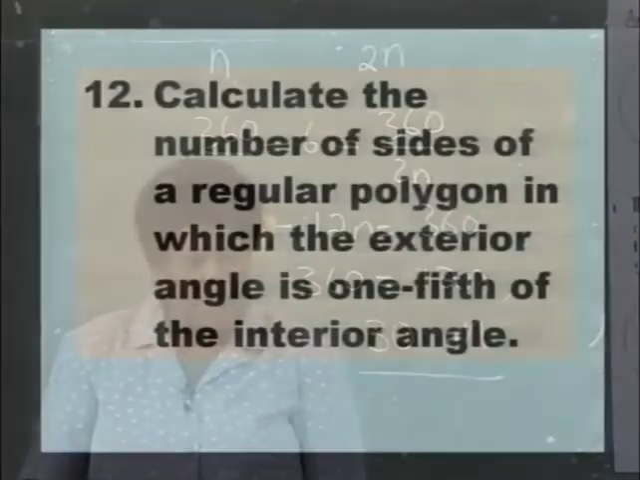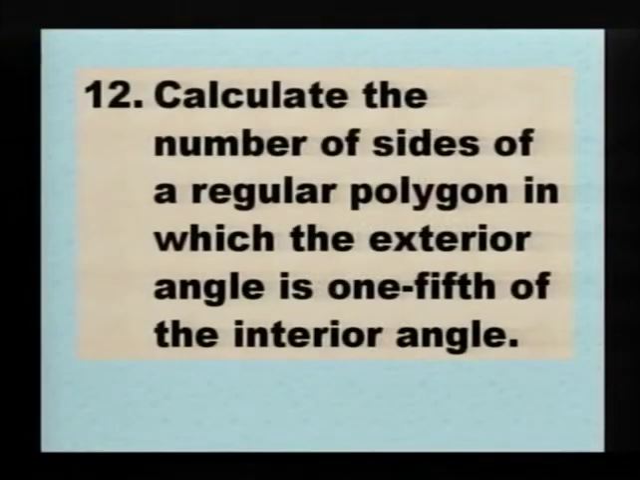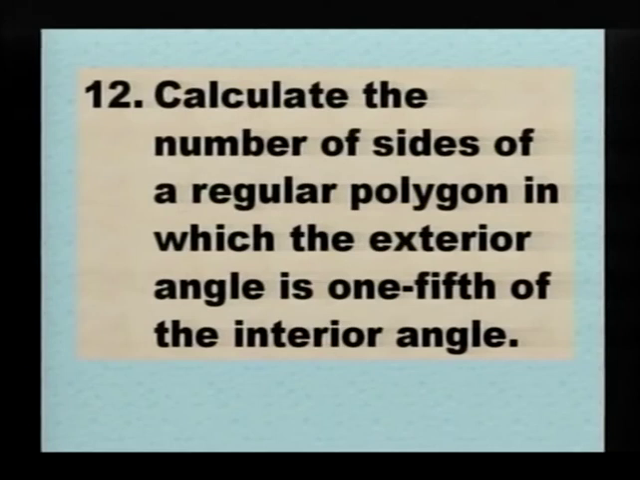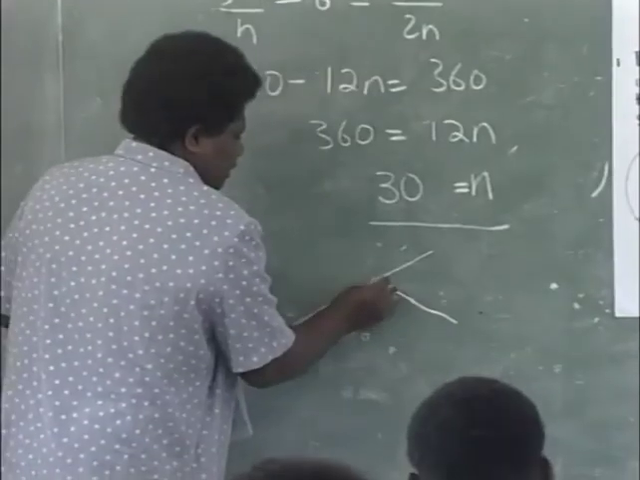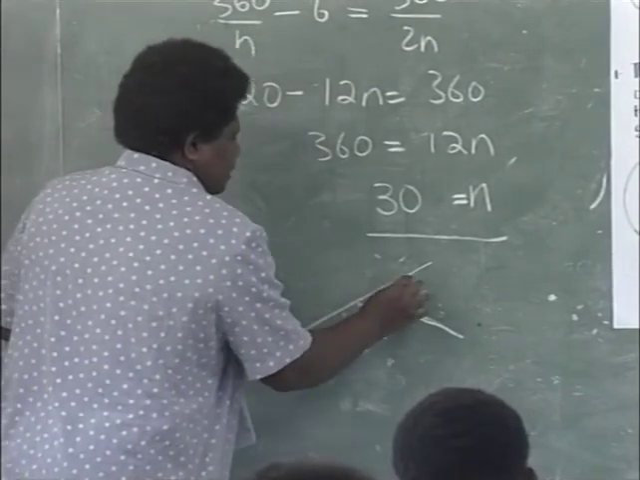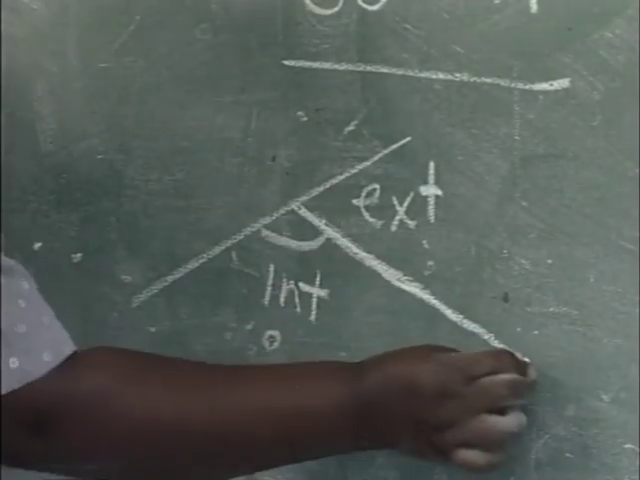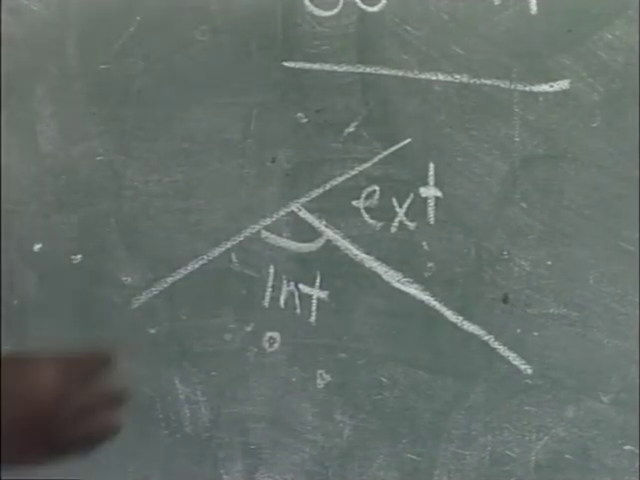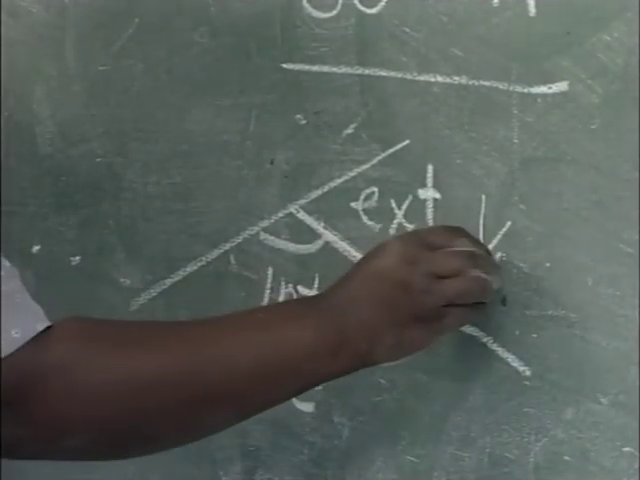All right, next question. Calculate the number of sides of a regular polygon in which the exterior angle is 1/5 of the interior one. This is very similar to question 10, and also very similar to question 6. The regular polygon has an exterior angle which is 1/5 of the interior one. So if this is the interior angle and this is the exterior one, the exterior one is 1/5 of the interior. So if this is x, this one is going to be 1/5 of x.